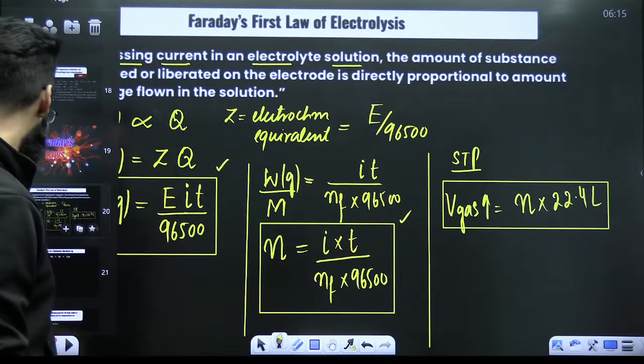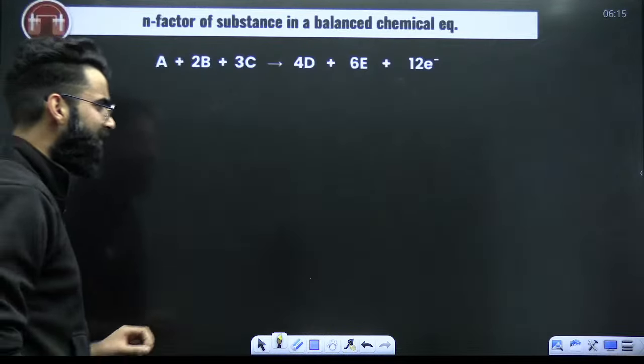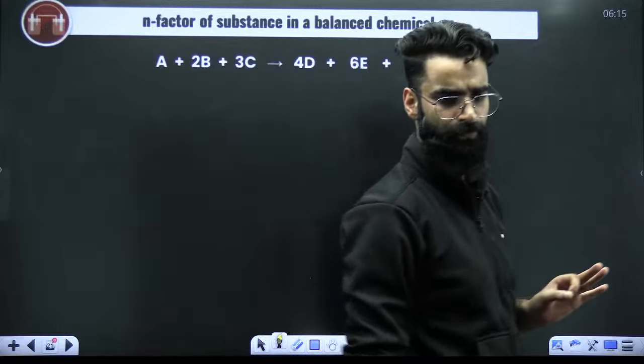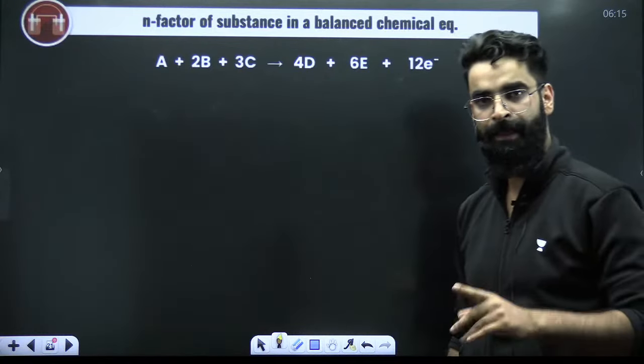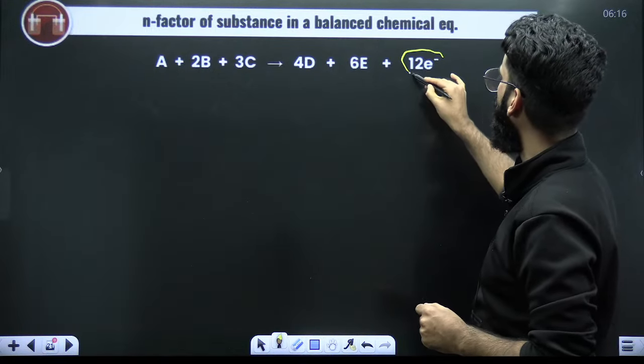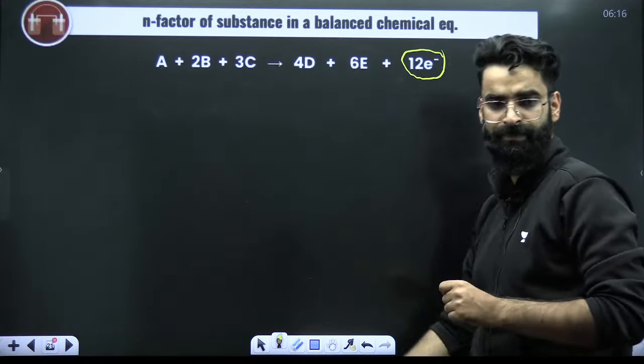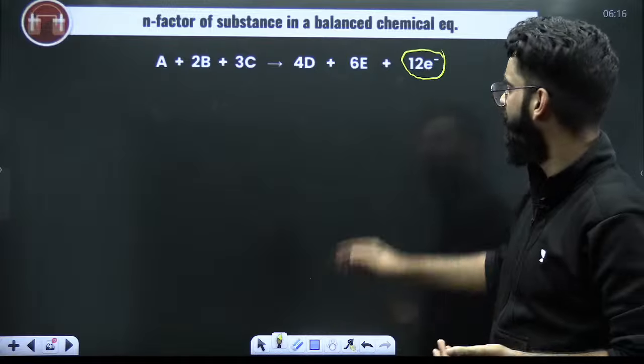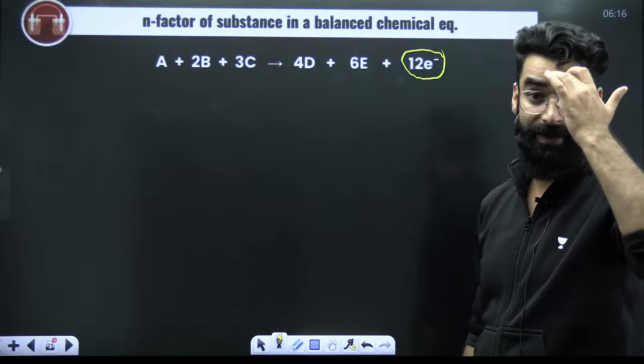But before that, there is one more simple thing which I would want to discuss with you. My dear students, in this particular reaction, if I ask you how many moles of electrons are exchanged, as you can see, 12 moles of electrons are exchanged, right?